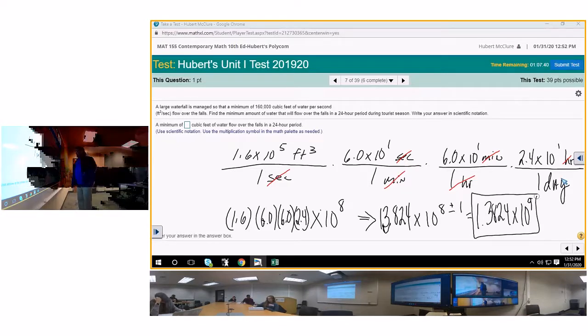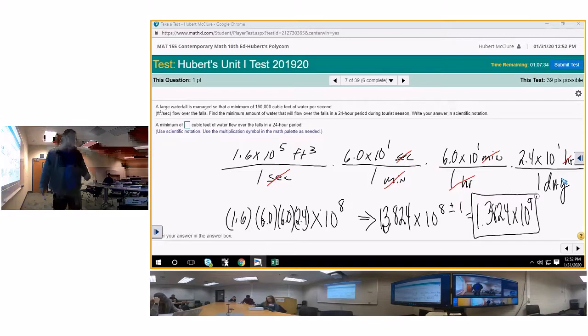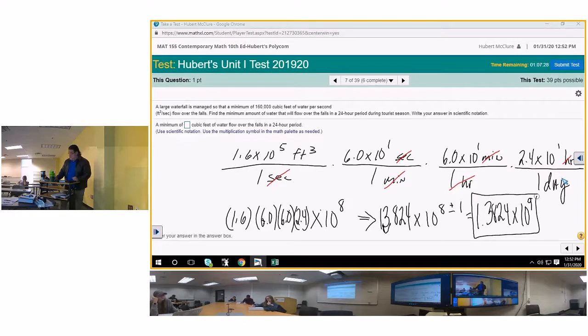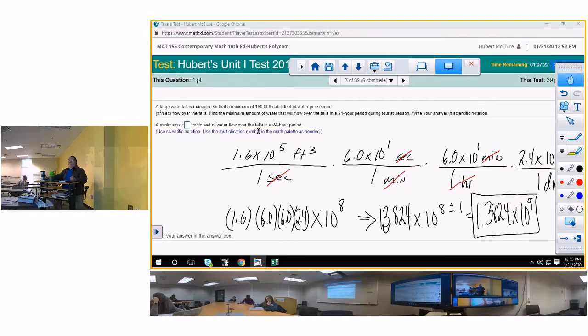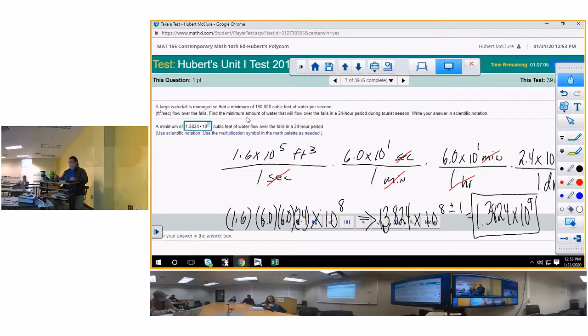Let's look at the directions. Use scientific notation. So we're going to type in and use the Shift 8 key. Do not use the X. Some of y'all might have found that out doing your homework. Hopefully you got them right using the Shift 8. So, what did it say round to? Does it say round to anything? It doesn't. 1.3824, Shift 8, 10, Shift 6 for the caret symbol, and 9. Next.